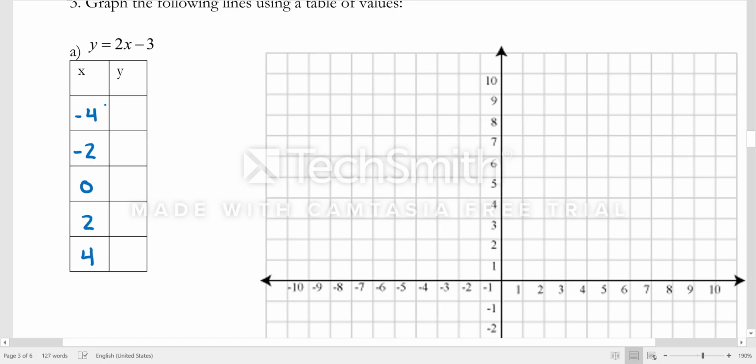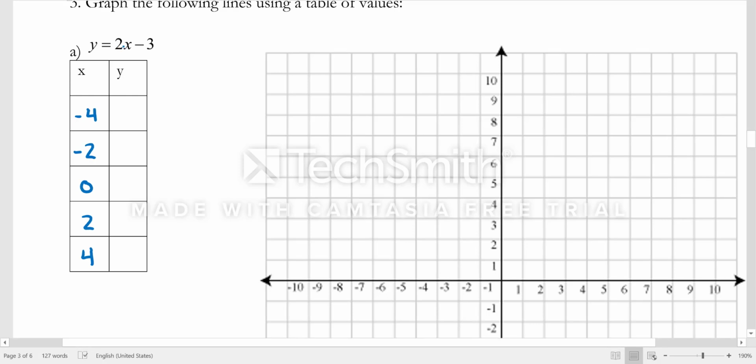It doesn't change anything if you choose an x value of 9 and then 7 and then 0 and then 2. It just makes it a little bit more difficult and less predictable when you're going to graph it.